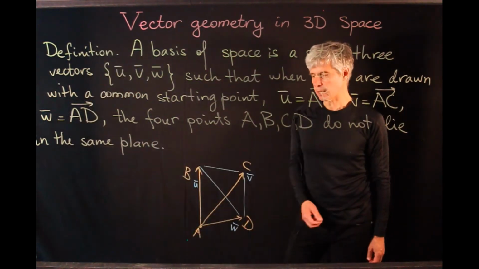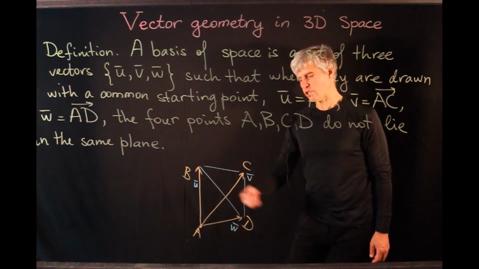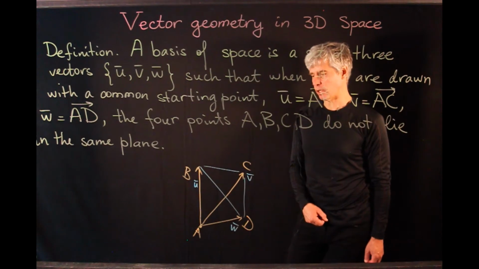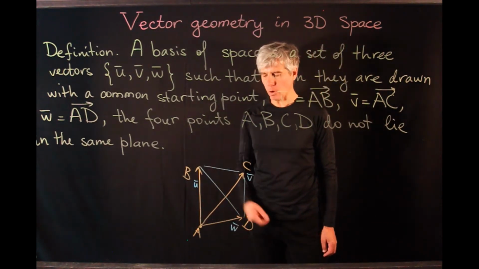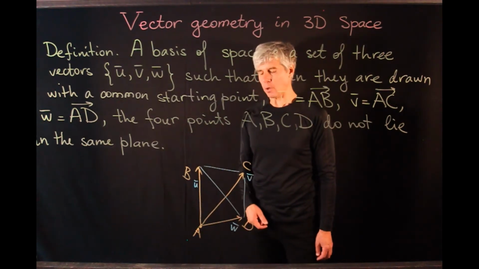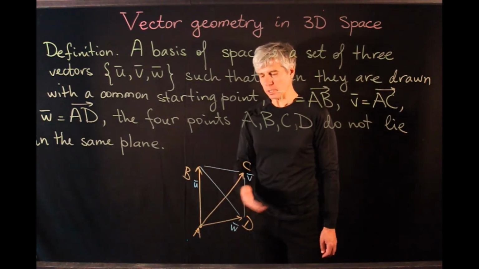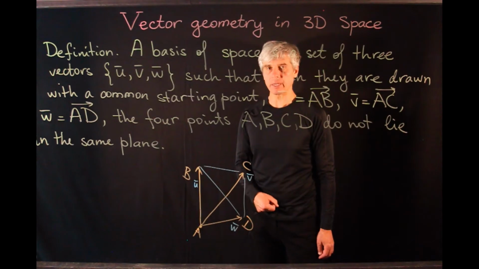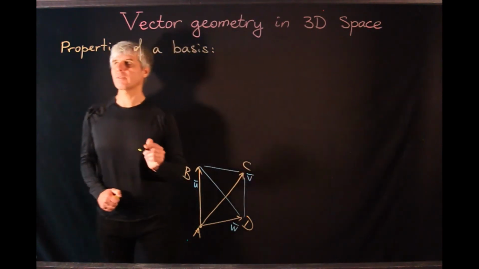So let us illustrate this with the following picture. Here you should imagine that this is a three-dimensional picture. And so here we have three vectors with a common starting point. These three vectors form the shape of a tetrahedron, so that these 4 points do not lie in the same plane.